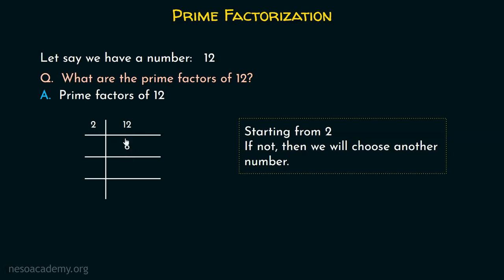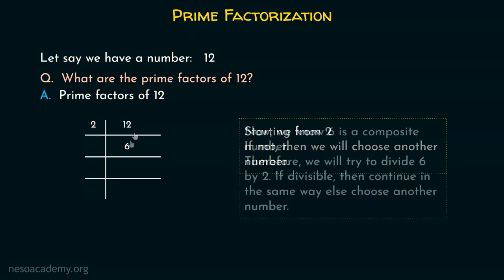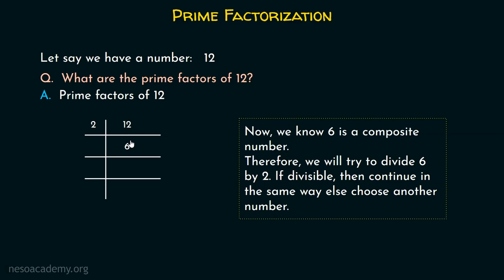Because 2 sixes are 12. 2 multiplied by 6 is 12. So we can write 12 as 2 into 6. 2 is a prime factor of 12, right? After this, we can see that 6 is actually a composite number. Therefore, we will try to divide 6 by 2. If divisible, then continue in the same way, else we will choose some other number.